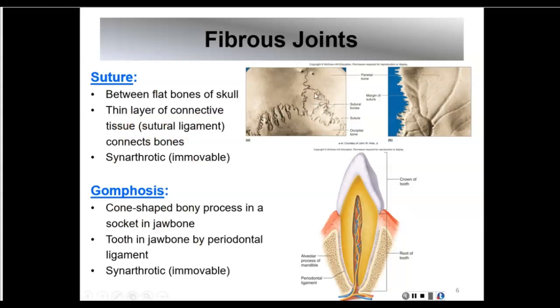Here's the sutures, a picture of the skull. They're the joints between the flat bones of the skull. There's a thin layer of connective tissue, and it connects the bones, and it's synarthrotic or immovable. Gomphosis is your teeth, basically, that junction between the tooth and the socket. The tooth in the jawbone is held by a periodontal ligament. It's synarthrotic, meaning it doesn't move.